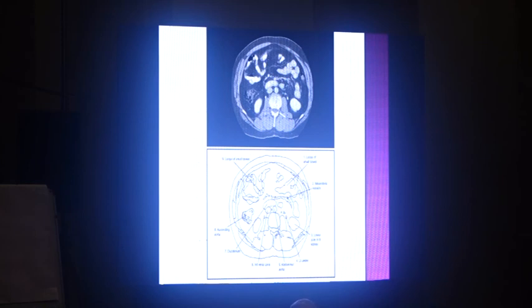Okay, now we can see that psoas has started appearing. Yes, these are the psoas.